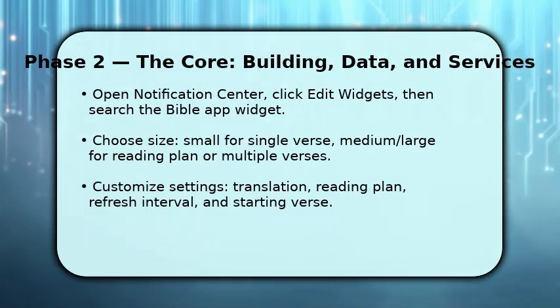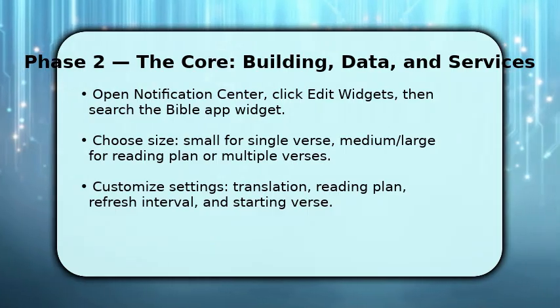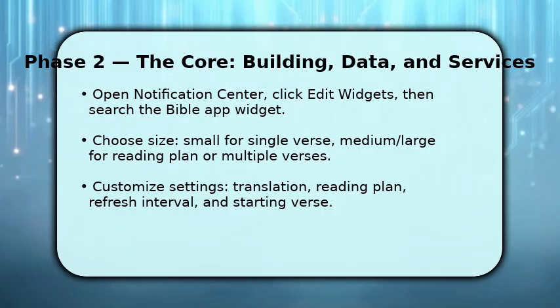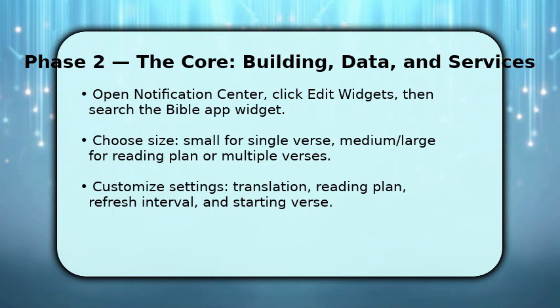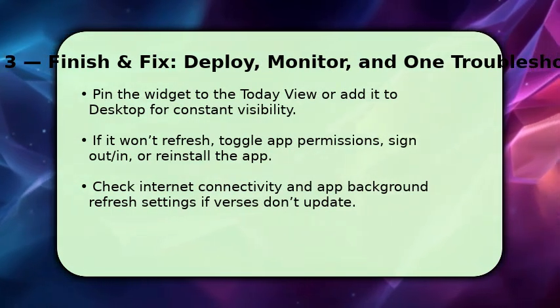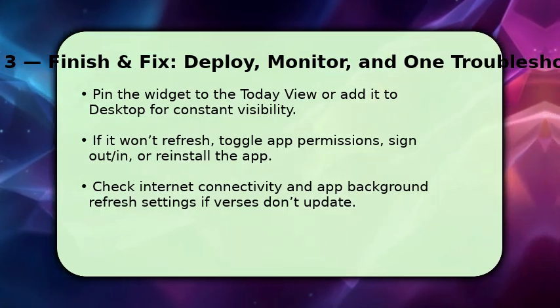Next, tap Widget Settings to select Translation, Reading Plan, and Refresh Interval. These controls decide how often content updates and which verse sequence appears, so adjust them to your daily rhythm. Finish by placing the widget where you want it. Pin it to Today View or add it to the desktop for constant visibility so verses are always accessible.